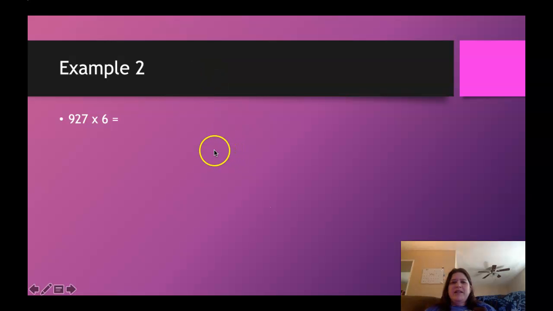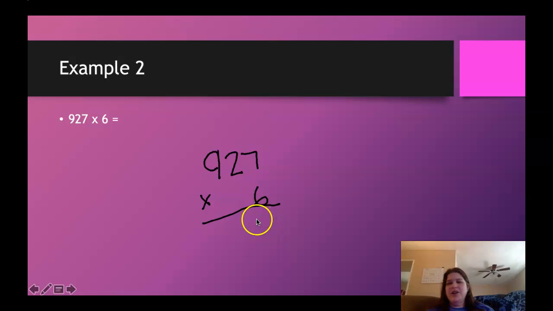Okay, I've moved on to example number 2. Example number 2, I have a little bit higher numbers. We have 900... so we can get the 9 to come here. And 27 times 6. And so we're going to start with 6 times 7. Once again, if you need a multiplication chart, you can go on the internet and look one up, is 42. Put the 2 down and carry the 4 to the next digit over.